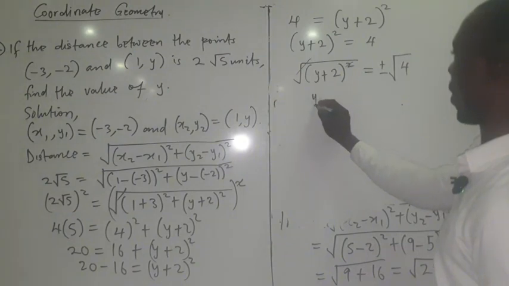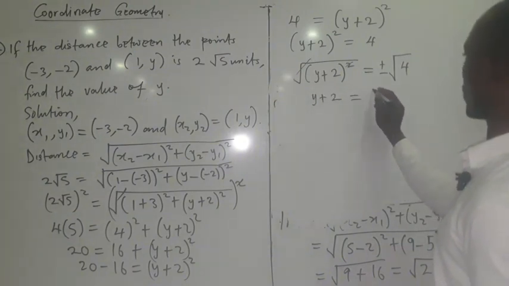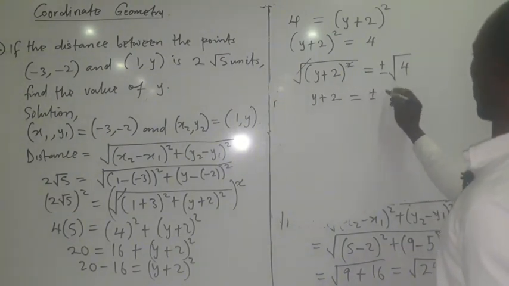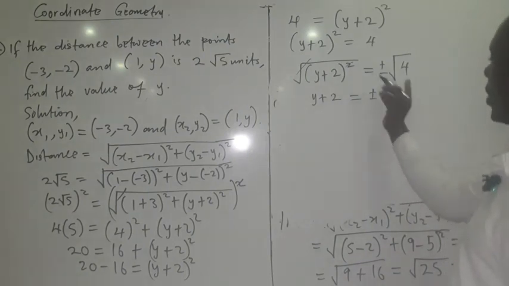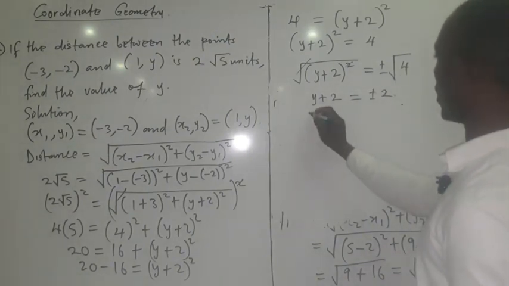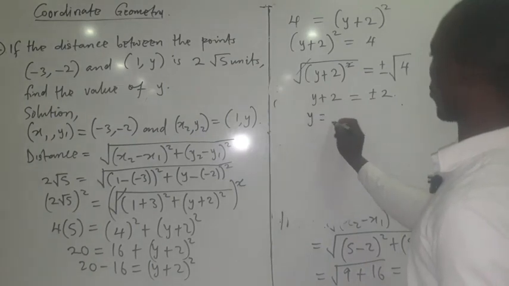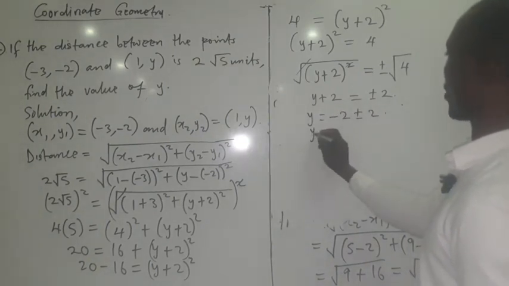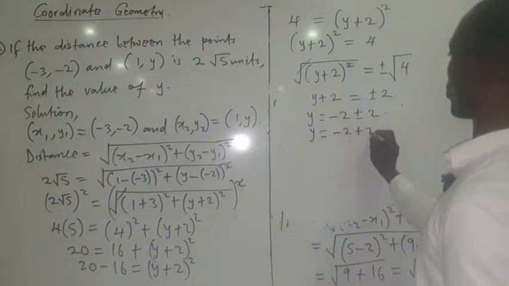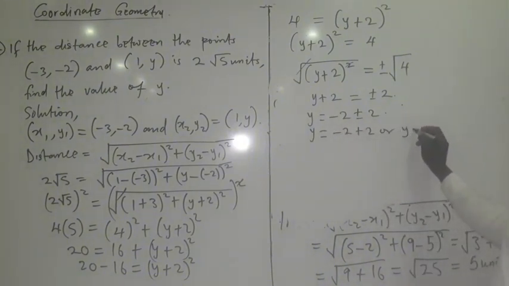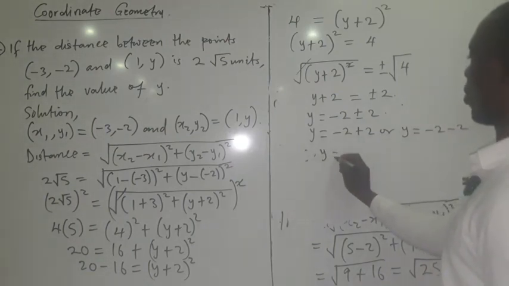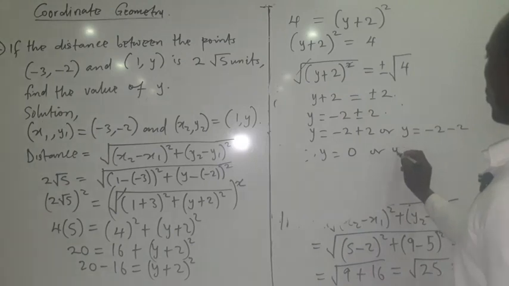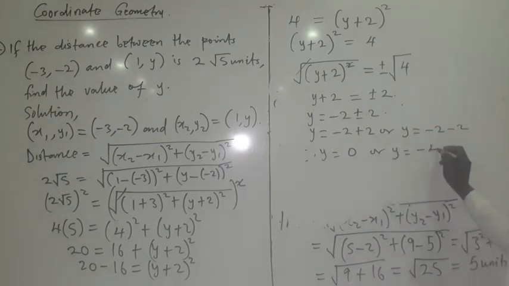So we are left with y plus 2 equals plus or minus the square root of 4, which is 2. So you can now transfer 2 to the other side. So we have y equals minus 2 plus or minus 2. So y equals minus 2 plus 2, or y equals minus 2 minus 2. Therefore, y equals 0 or y equals minus 4. So these are the two values of y.